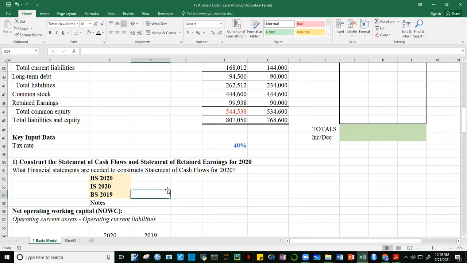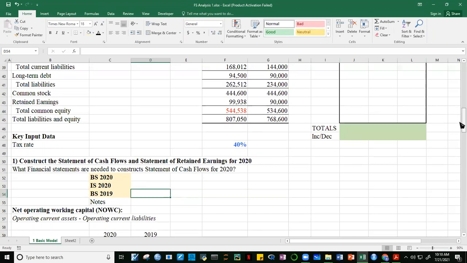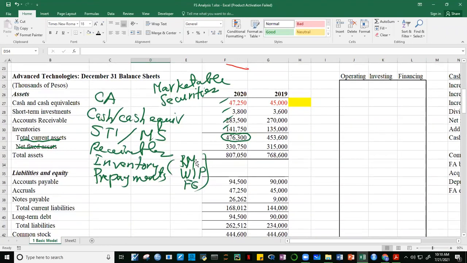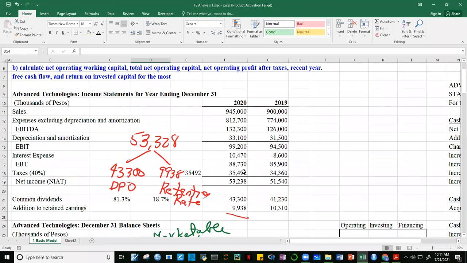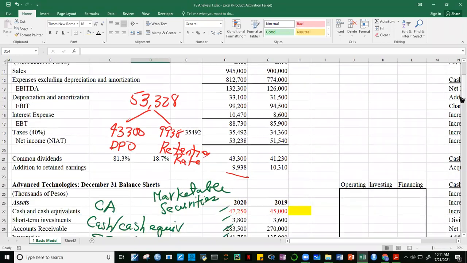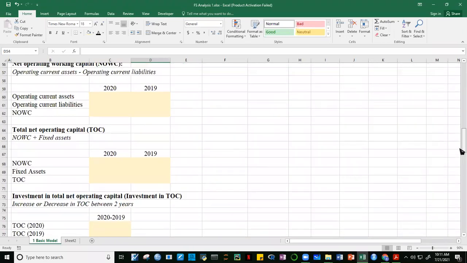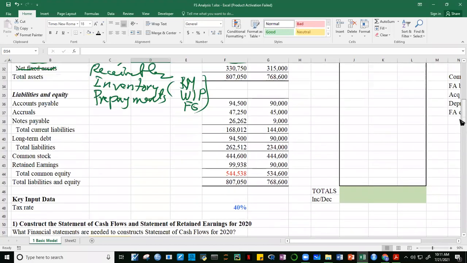Okay. So do we have those guys? Meron ba tayong balance sheet ng 2020? Meron, no? Balance sheet ng 2019. Meron din. Income statement ng 2020. Meron. So kompleto guys, kompleto tayo. Therefore, we can now construct our statement of cash flows. Okay, so let's proceed to do that.